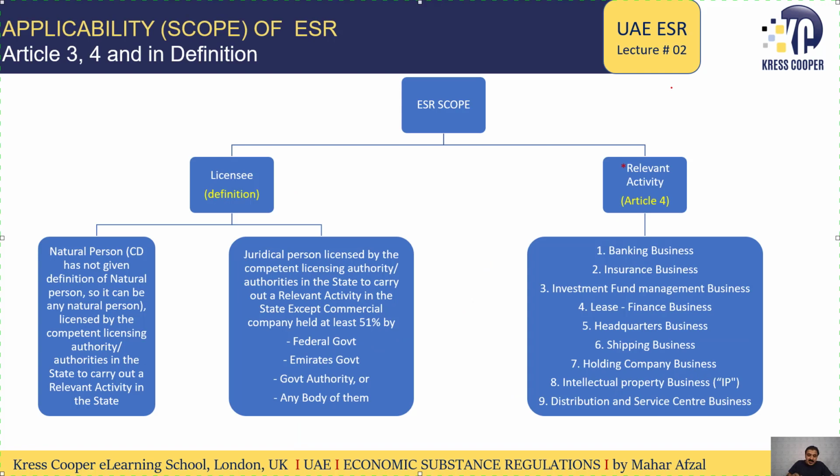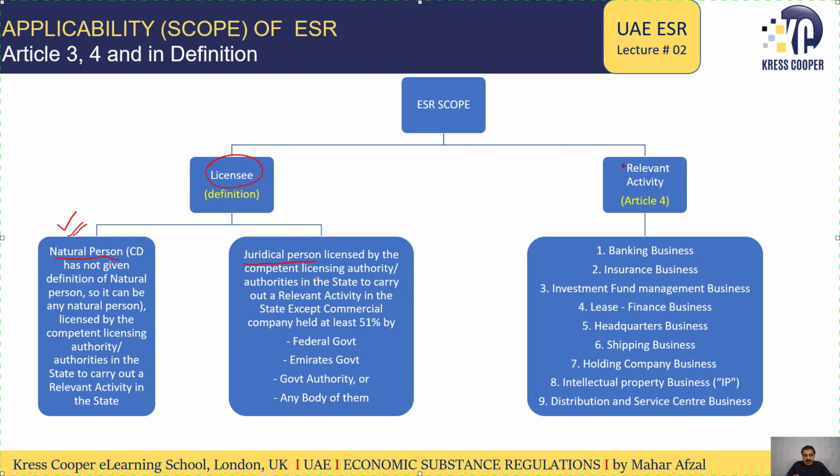So first is licensee. Licensee, they said, is any natural person who has been authorized by the relevant authority to conduct the relevant activity, so it will be considered licensee. Or we can say any juridical person who has been authorized by the relevant authority, means the relevant authority has given them a license to conduct the relevant activity, it will be considered a licensee.